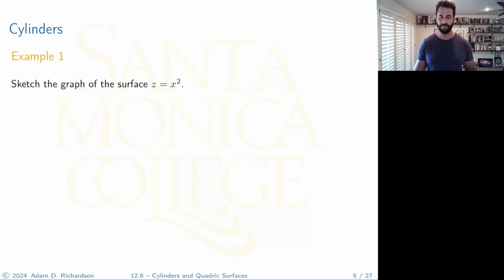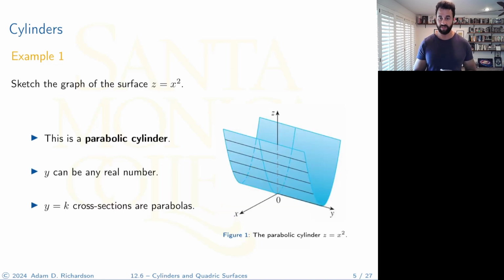All right, here we go. So what does this surface look like? Well, one thing I notice right off the bat is that y is a free variable. So y, or whatever this thing is, it's going to be infinite in the y direction. But there's a relationship between the z and the x coordinates of this surface, namely z is equal to x squared. So this is what we call a parabolic cylinder.